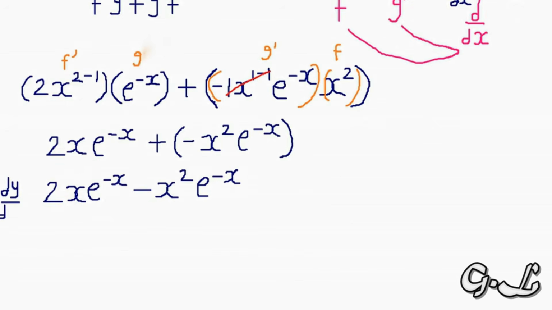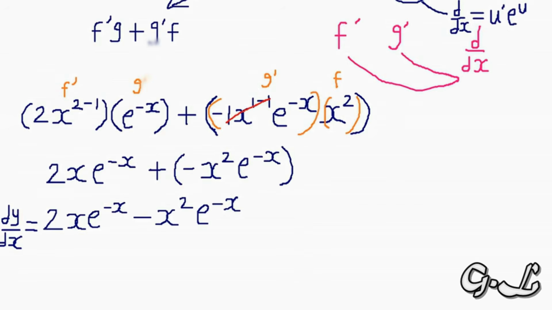So this is the expression that we have for dy dx. These two are simply not like terms. So what we can do is further check what we're given.